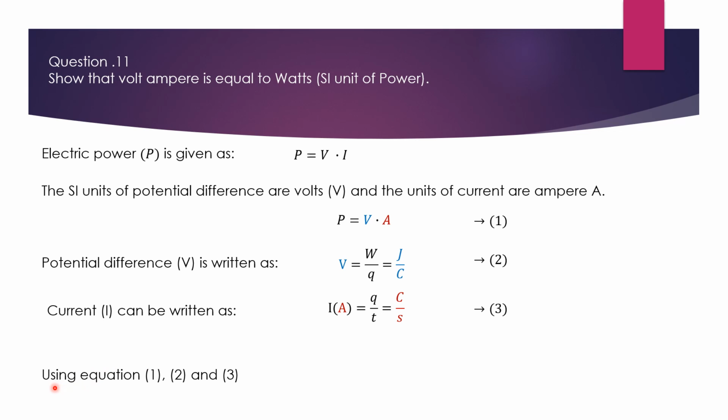Now using all these three equations 1, 2 and 3, we can write volt ampere equal to, this volt is equal to joules per coulomb, and amperes are coulomb per second. Once we write this, we can cancel coulombs with coulombs, resulting in volt ampere equal to joule per second, and you know the joule per second, that is energy per second, is watts. So volt ampere is equal to watts.